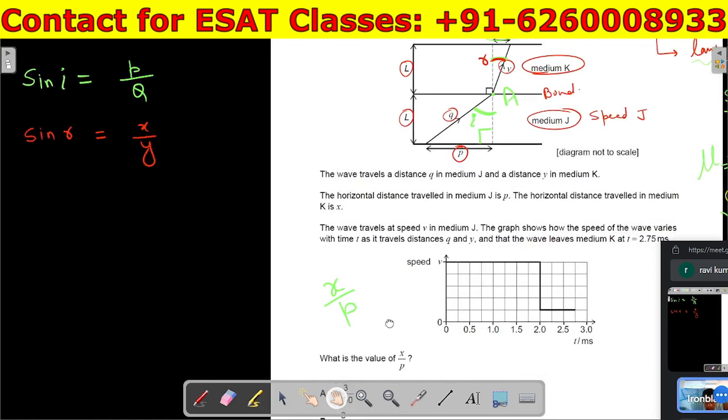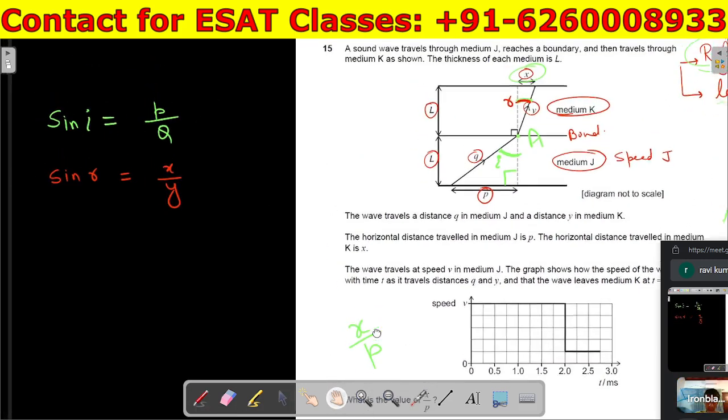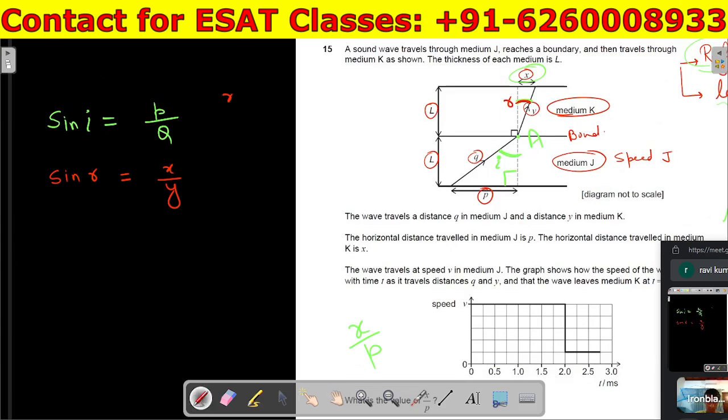Correct. Now we have to find x upon p. How can we find this x upon p? Suppose this is equation 1, this is equation 2. So if I divide, right? To see why I'm doing this: because I want my term x upon p. So I am dividing 1 by 2, right?